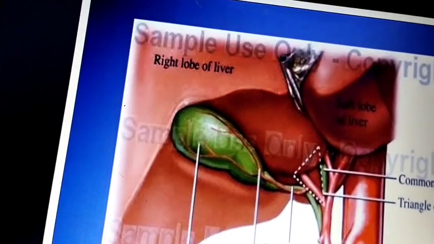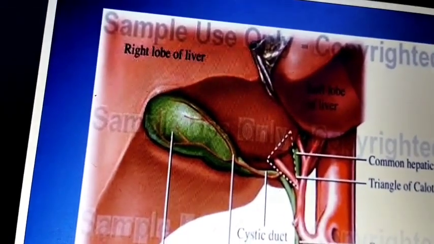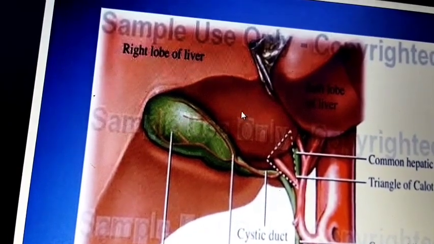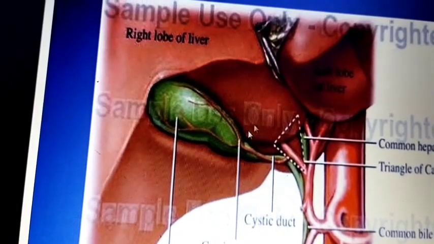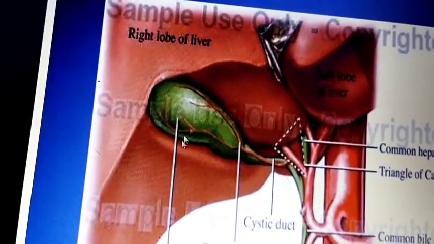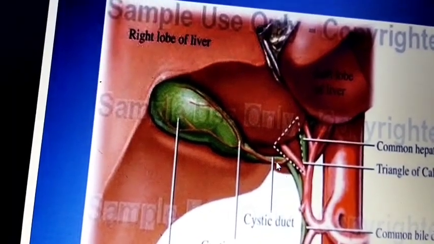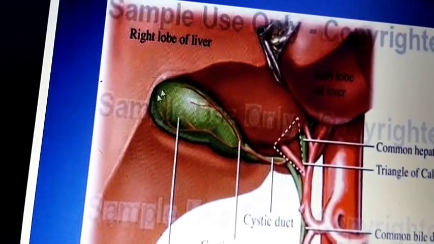Then the fossa for gallbladder: this is the fossa for gallbladder, and it is right to the quadrate lobe. You just identify the quadrate lobe; just right to the quadrate lobe is the fossa for gallbladder, superiorly the porta hepatis, inferiorly the inferior border of the liver.